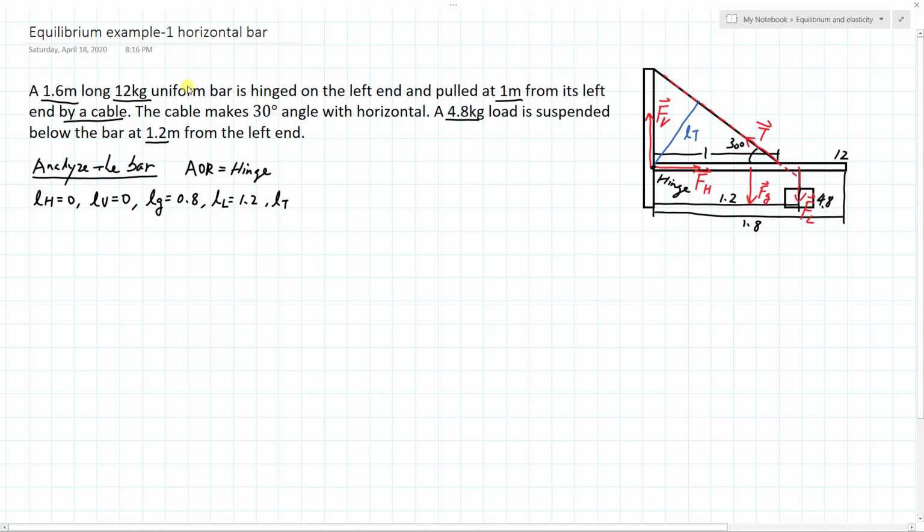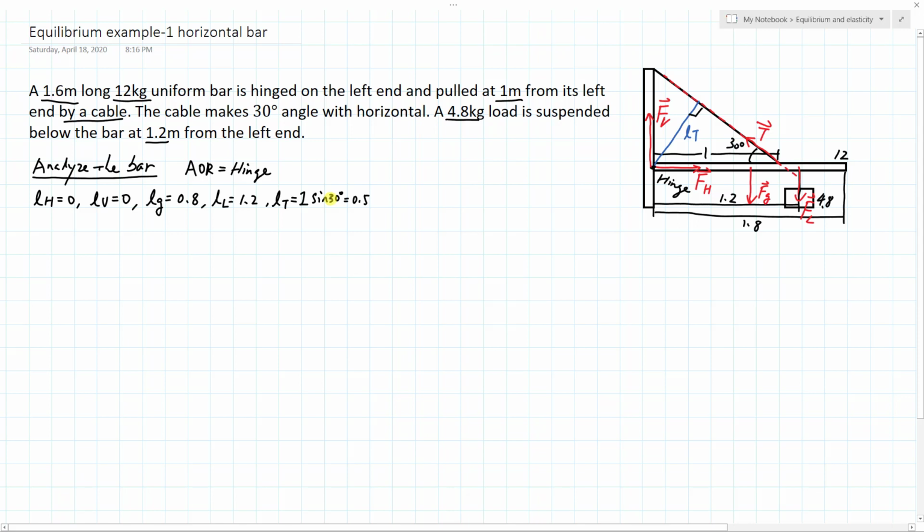Back to black. If you look at this lever arm for tension, this right angle triangle has a 90 degree angle. The hypotenuse, where the cable is attached, is 1 meter, and it is opposite to the 30-degree angle. So the lever arm is 1 meter times sine 30 degrees, so it's 0.5 meters. Now we have all the lever arms.